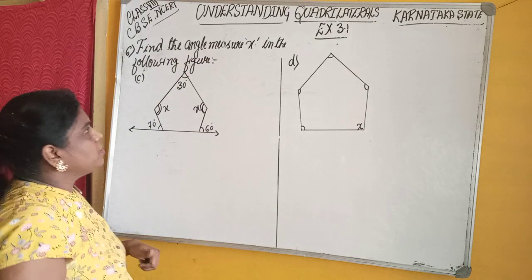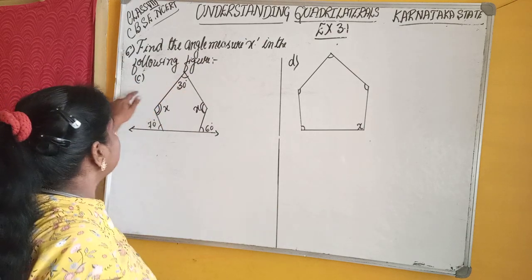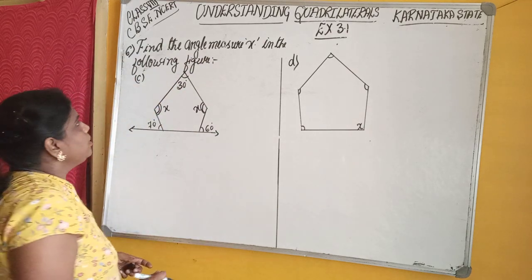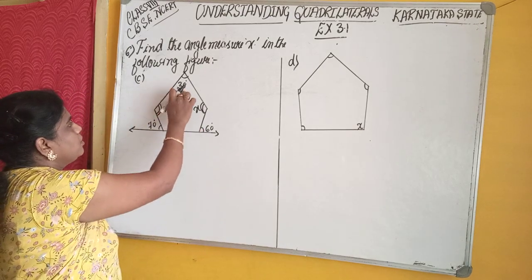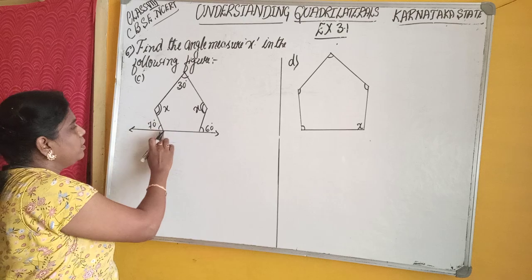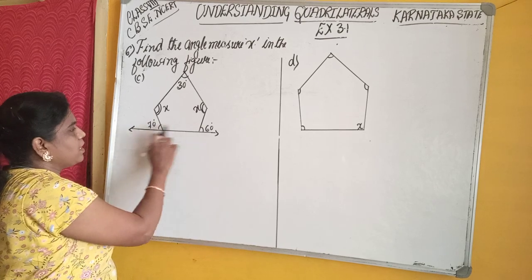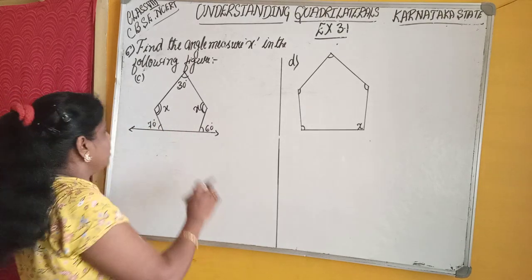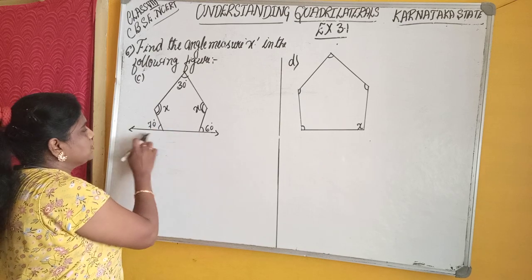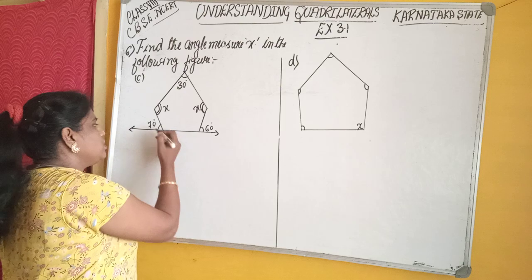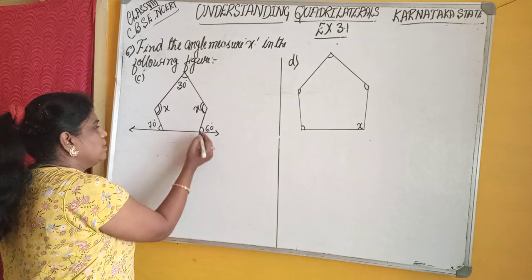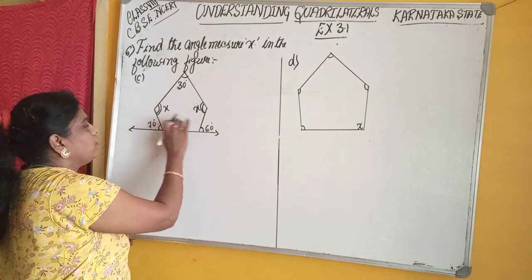Find the angle measure x in the following figure in the C problem. Here we have to find the angle measure x. Here 30 degrees is given and here two exterior angles are given. Here the two angles are standing on the same straight line, isn't it? And this is an exterior angle for this pentagon.